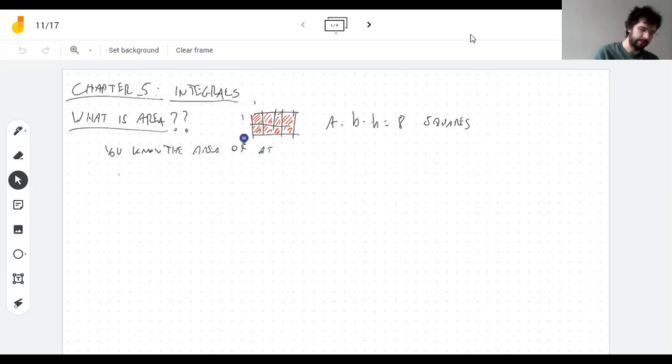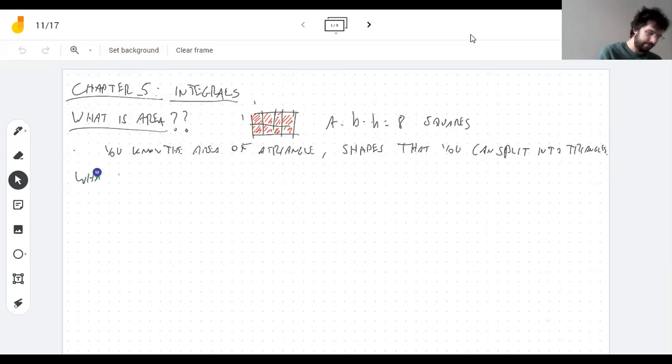You know the area of a triangle, which essentially comes from the area of a rectangle. Hopefully you remember this. You figure out the area of a triangle by cutting it into pieces until it turns into a rectangle. Any shape that you can split into triangles, so basically anything with straight sides, you understand the area pretty well. The problem is, what about shapes with curved sides?